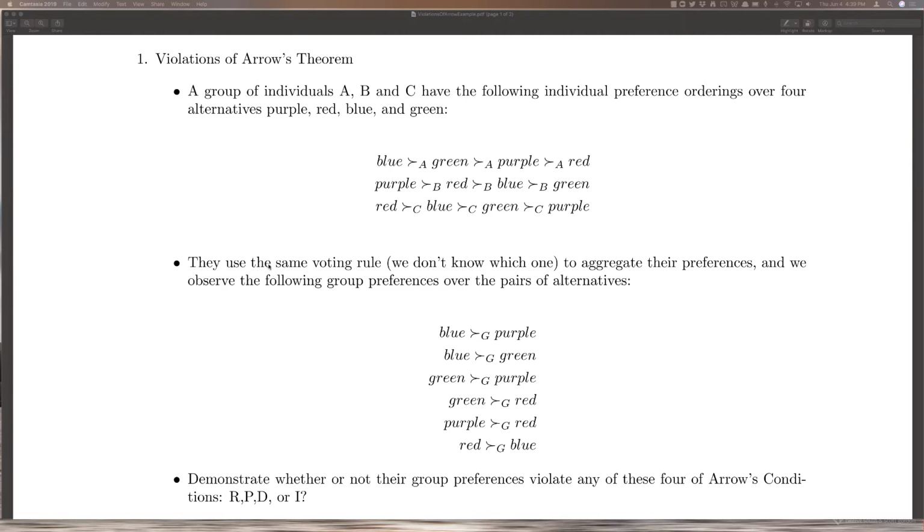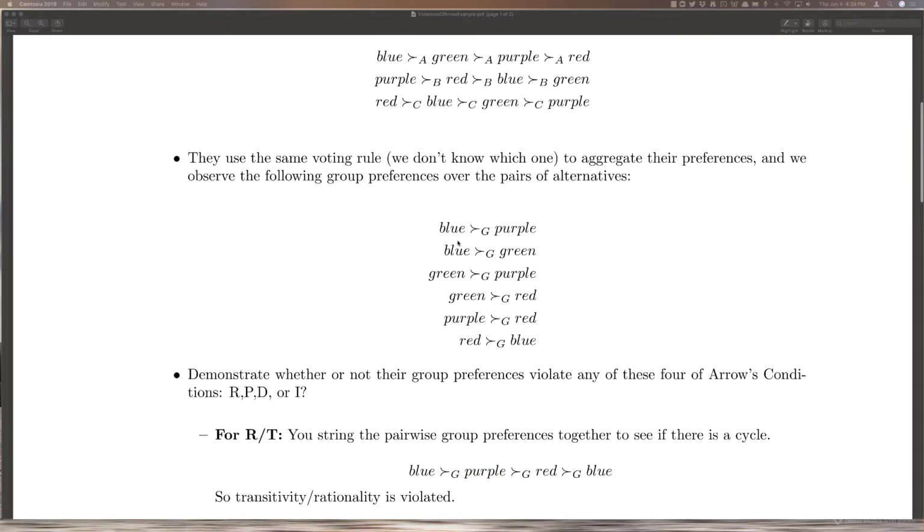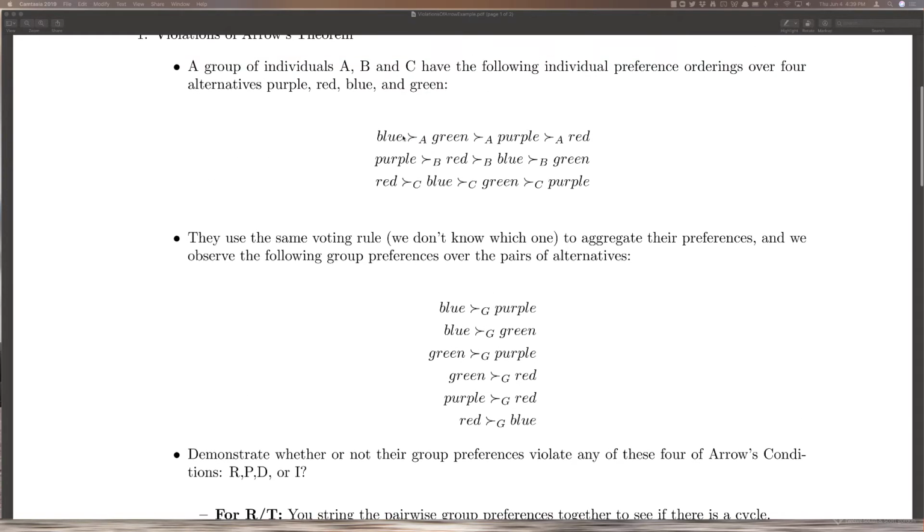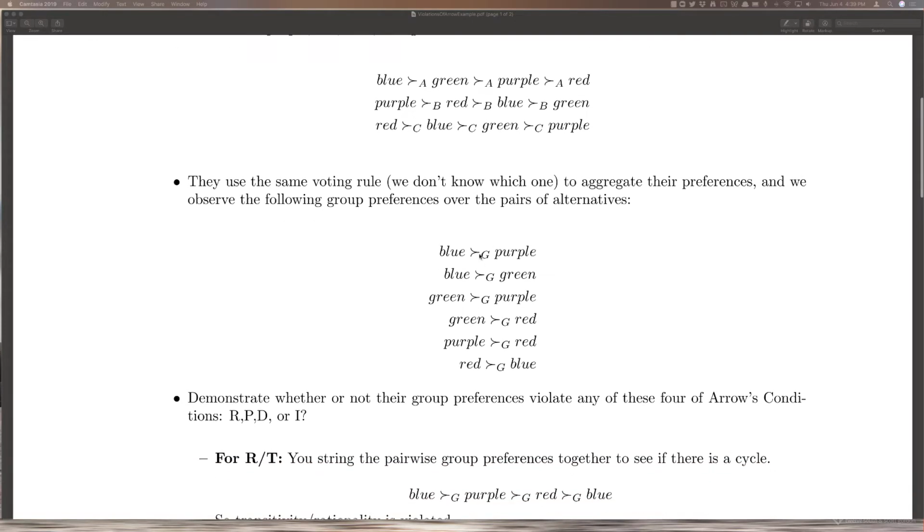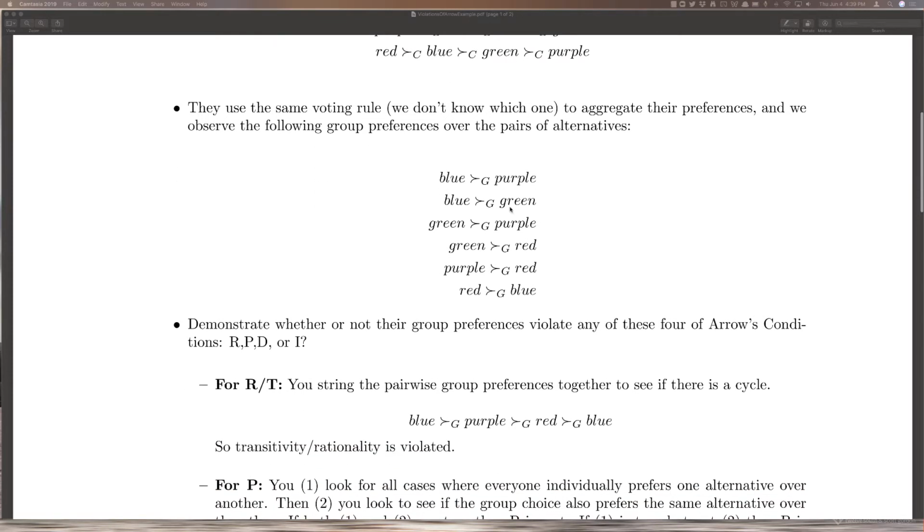Then they've used some voting rule. We don't get to know what it is, but they've used some voting rule to aggregate their preferences into these pairwise group choices. So if they ran blue against purple using the voting rule, blue would have won. That's what this notation means. It means the group strictly prefers, as opposed to this, which means person A strictly prefers, person B strictly prefers, person C strictly prefers. This means the group strictly prefers, all right? So for each of these pairwise comparisons, these are the group's preferences.